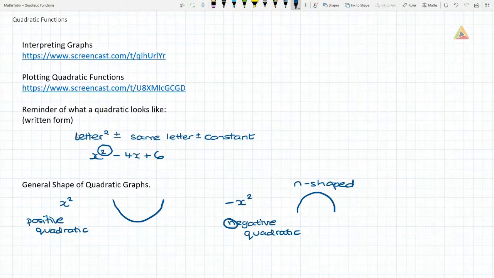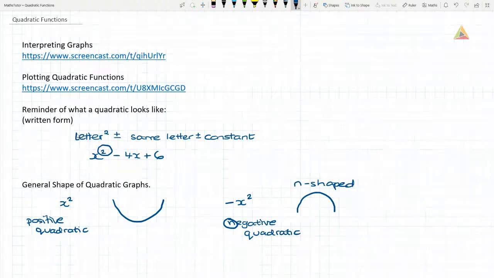It doesn't have to be just x squared or minus x squared. It could be 4x squared or minus 12x squared. So there could be a number in front of the x squared as well. But what we're looking at is the sign of that coefficient. What sign is in front of the x squared? That's going to decide what shape we end up with.